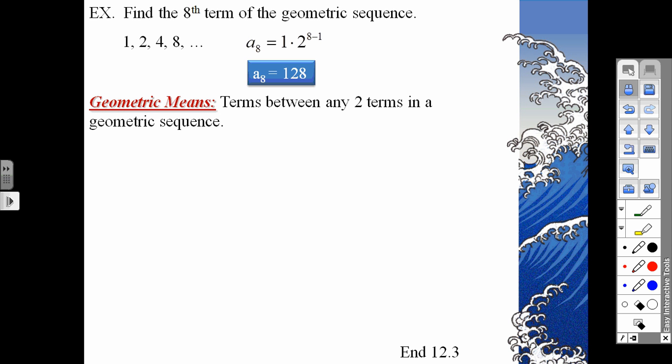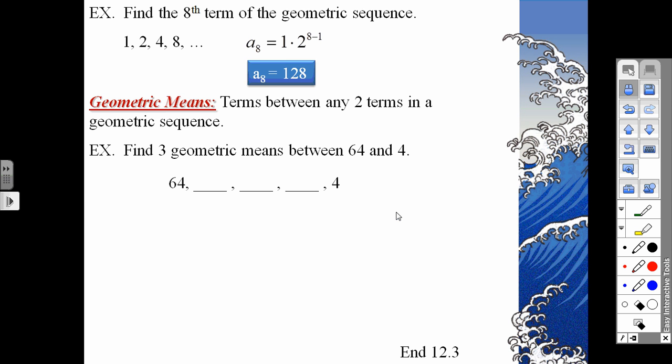Okay, so we had arithmetic means before, now we get geometric means. Geometric means are simply the terms that are in between two other terms of a geometric sequence. So you're going to have the same kind of problems where they say find a specific number of geometric means between any two numbers in a geometric sequence. In this case, we're going to find 3 geometric means between 64 and 4. We are going to set up the problem exactly like we did before, starting with 64 being the first term, and 4 is the last term. There are 3 terms in between because we're finding 3 geometric means.